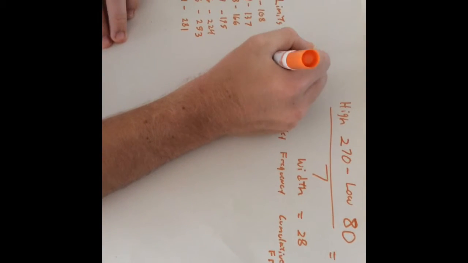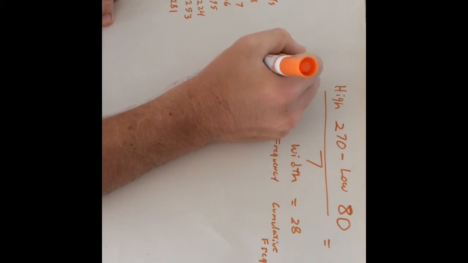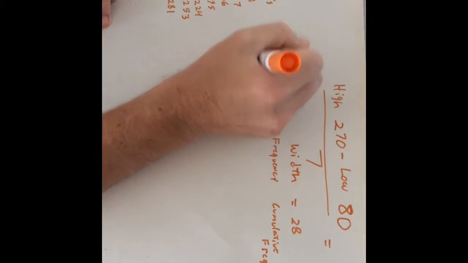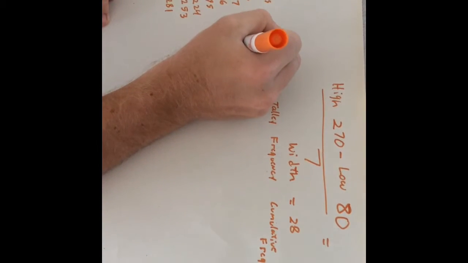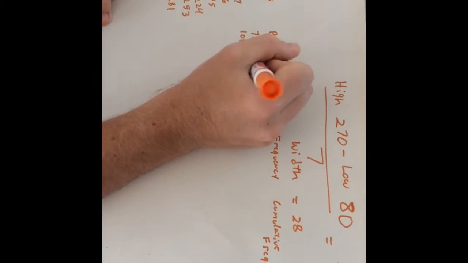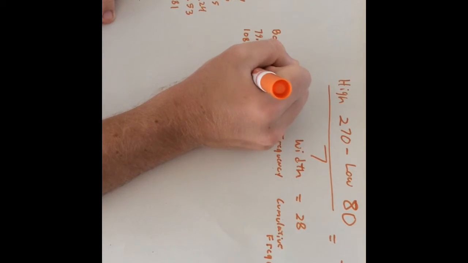The class boundaries is pretty simple. You just take each class limit and you subtract 0.5 and you add 0.5, and you do that all the way through your whole class limits.